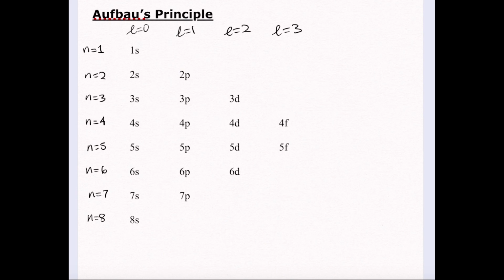Today I will be discussing the concepts of electronic configurations. It is governed by three rules: Aufbau's principle, the Pauli exclusion principle, and Hund's rule. But today I'll be discussing Aufbau's principle in this video, and I will also have other videos on the Pauli exclusion principle and Hund's rule separately. In this video I'll be discussing Aufbau's principle and providing an example.